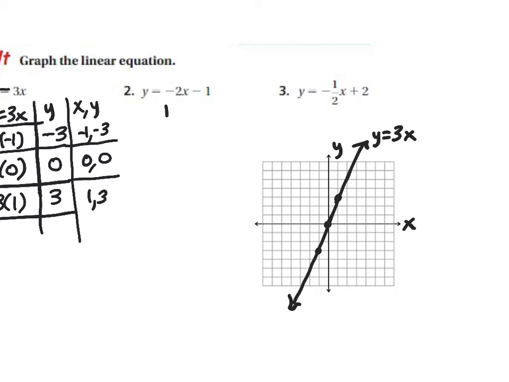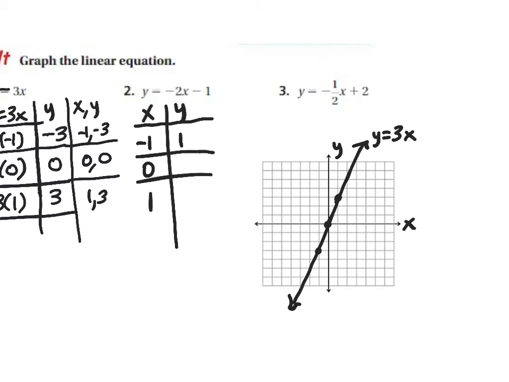I'm going to shorten my table because I can do a lot of this in my head, and I know you're thinking the same thing. So I can say -1, 0, and 1 again. -2 times -1 is a +2, minus 1 gives me 1. -2 times 0 is 0, minus 1 gives me -1. -2 times 1 is -2, minus 1 gives me -3. If you need to write the whole table, you can. If you want to do it in your brain like this, you can. And then you can plot those points.